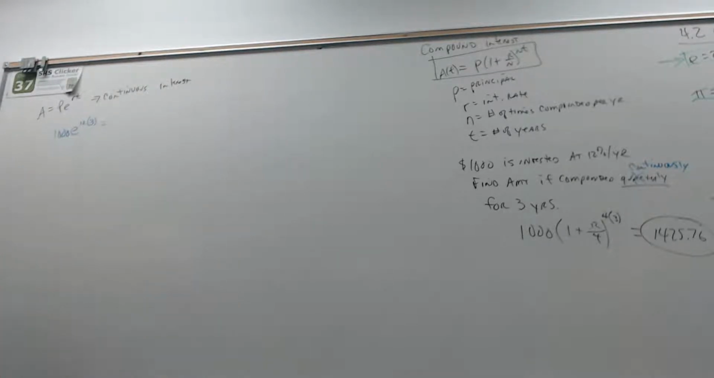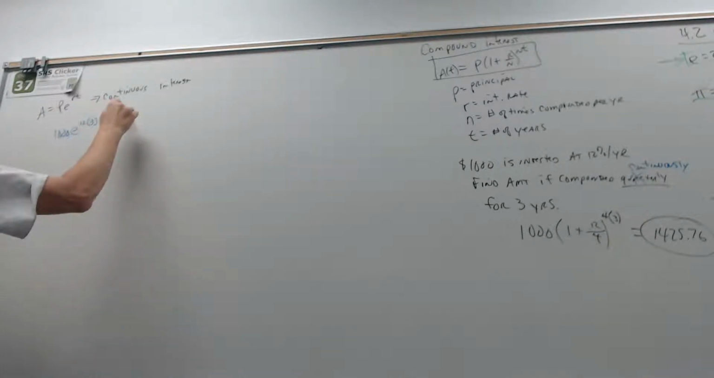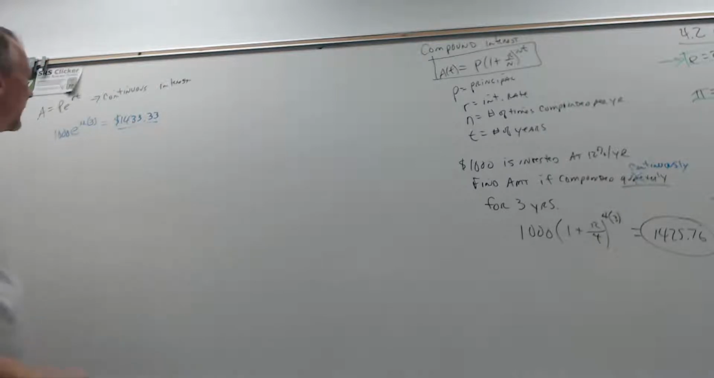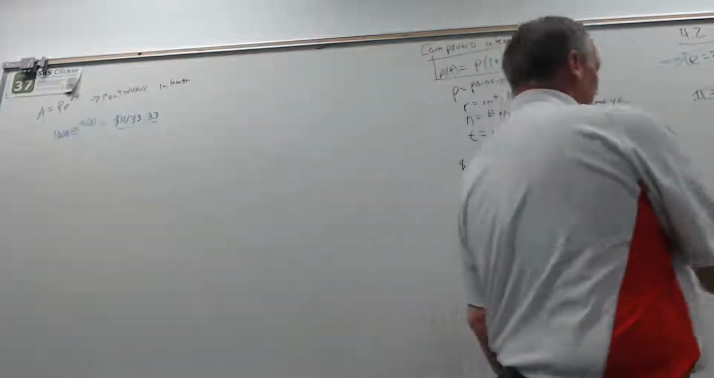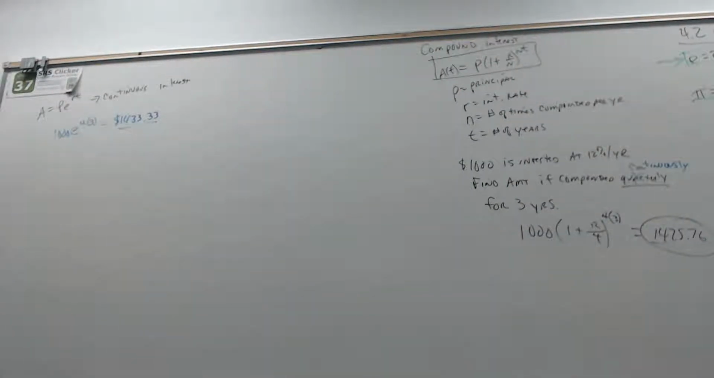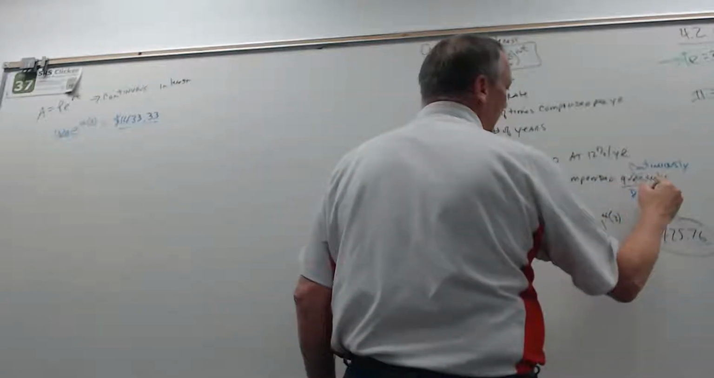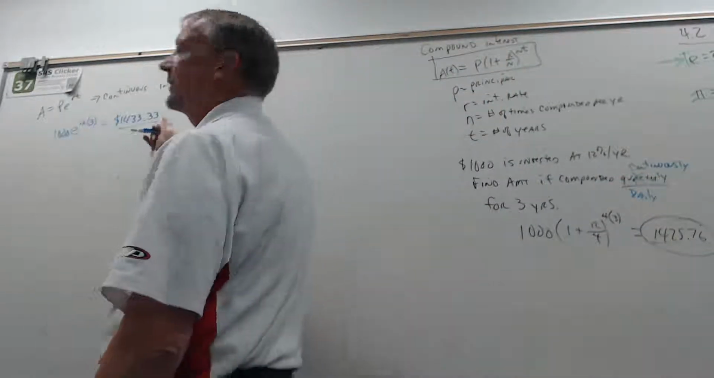Oh, do I? Oh, I do know the answer. It's $1,433.33. So the difference from quarterly is less than $8. So in this situation, if I do continuously, I make more money. If I would have done this daily, I would probably be off by like 2 cents.